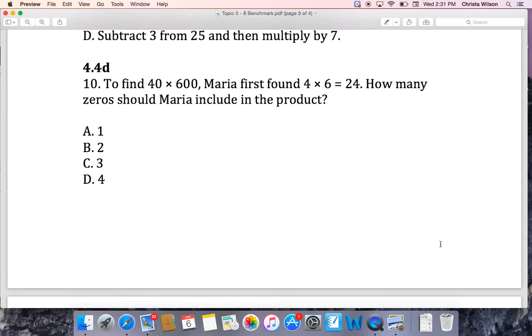Number 10. To find 40 times 600, Maria first found 4 times 6 equals 24. How many zeros should Maria include in the product? A. 1, B. 2, C. 3, D. 4.